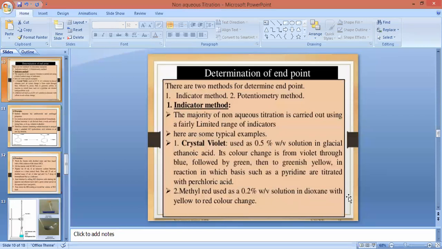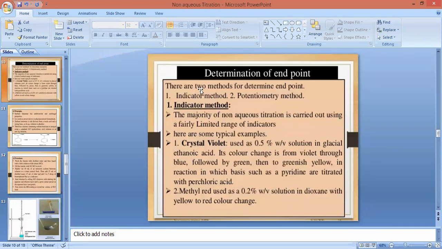After applying the voltage across both the electrodes, a current will flow due to the electrolysis of the analyte. By measuring the current, we can determine the concentration of the analyte. So this part comes under potentiometric titration, which we are going to study in detail in the 5th unit.